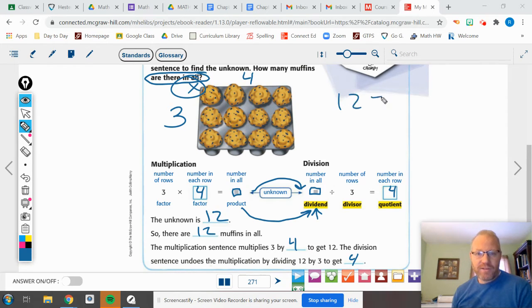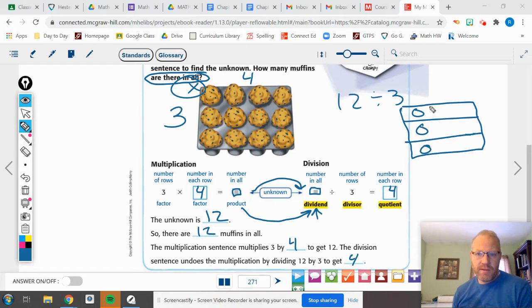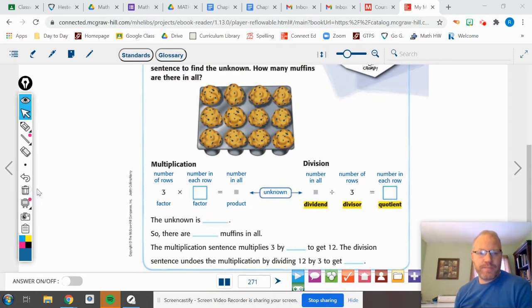So when they say 12 divided by 3, we know that we can draw 3 rows, and we can fill those 3 rows with 12 muffins. 1, 2, 3, 4, 5, 6, 7, 8, 9, 10, 11, 12. So we used an array, just like they did, to find our answer of 4. So arrays help us out with division as well as multiplication.